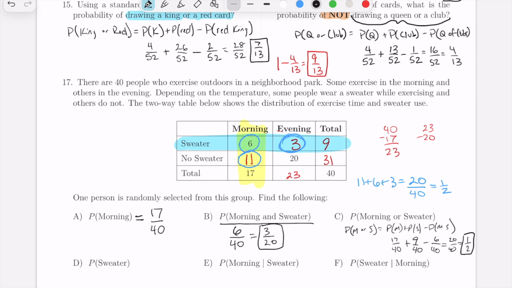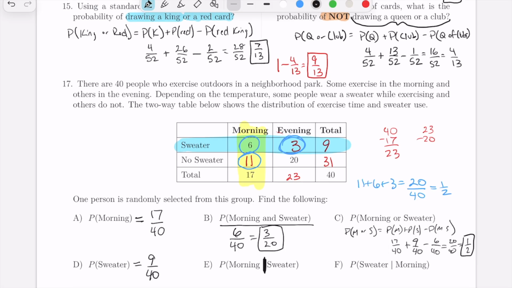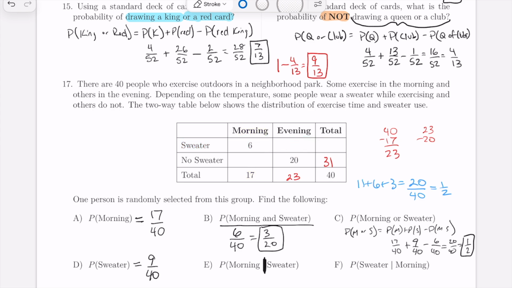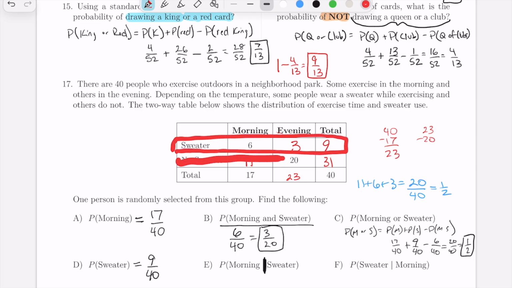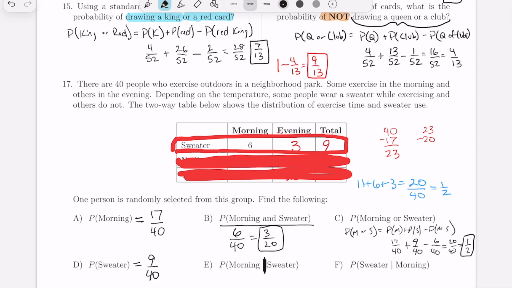Next, let's look at the probability that somebody was wearing a sweater. So the probability that somebody was wearing a sweater was 9/40ths. The probability that somebody was exercising in the morning, given they're wearing a sweater. So as soon as I see that given, I'm going to come through and I want to get rid of everything else that I don't want. Given a sweater means that we can only look at those individuals. And I'll get rid of those. And there. The probability that somebody exercised in the morning, given that they're wearing a sweater, is just going to be these 6 out of 9. Six out of 9 does reduce down to be 2/3.